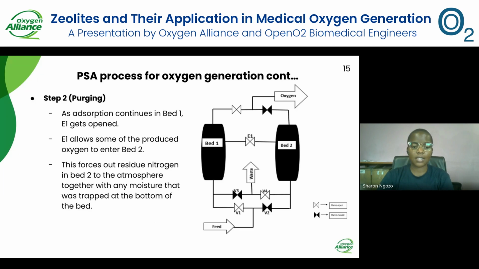The second step is purging. In this second step, E1, our equalization valve, is opened. At this point, bed 1 is still going through the adsorption process, and bed 2 is still going through the depressurization process. As E1 is open, it allows some of the oxygen being produced from bed 1 to pass through to bed 2. As this oxygen goes to bed 2, it flushes out all the nitrogen residue that was left in bed 2. As it pushes out the nitrogen, it also helps to flush out any moisture that was trapped at the bottom of this bed.